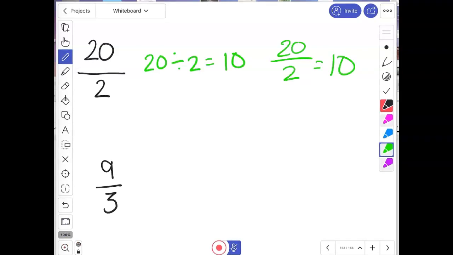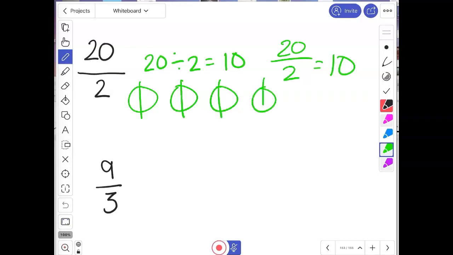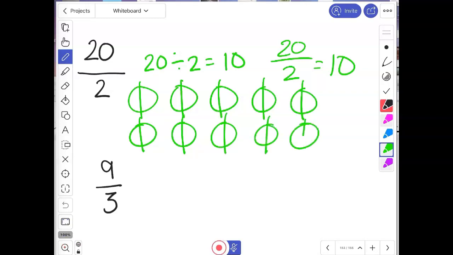If I drew ten cookies, all cut in half, if I put all those halves together, I would have 20 halves, 10 whole cookies.